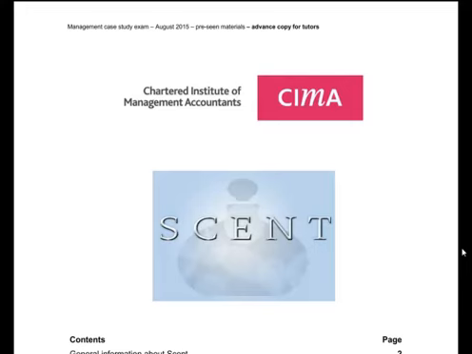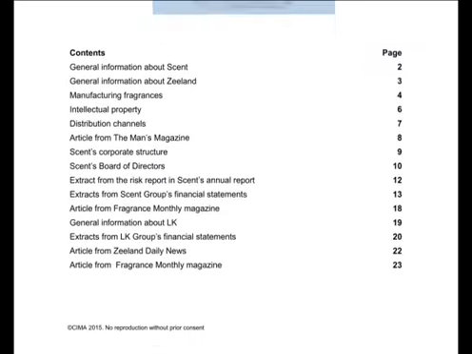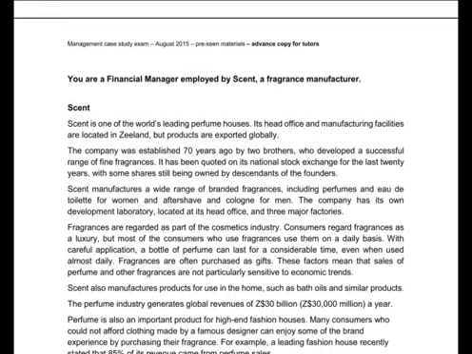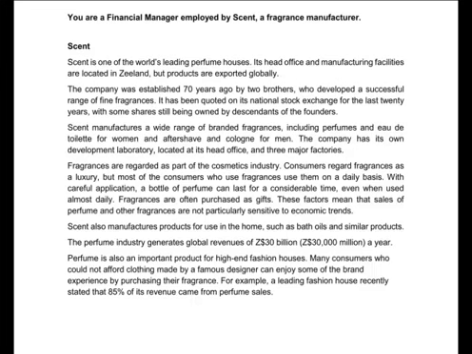So let's move on to the pre-scene now. As you know, it is on Scent, a perfume company in the fragrance industry. Now, let's start by looking at the first page. Well, obviously, it's a good place to start. And the first thing you should note here is that you are a financial manager.